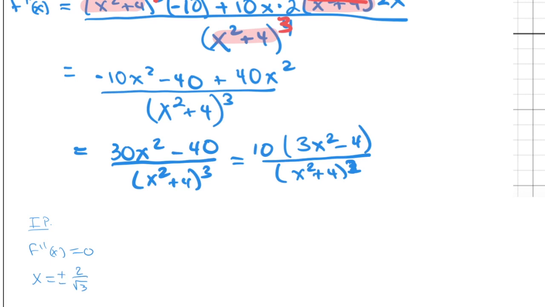We're going to make a second derivative chart. Notice your denominator does not equal 0. F double prime of x has two zeros for us to be concerned about. Negative 2 over root 3 and 2 over root 3.